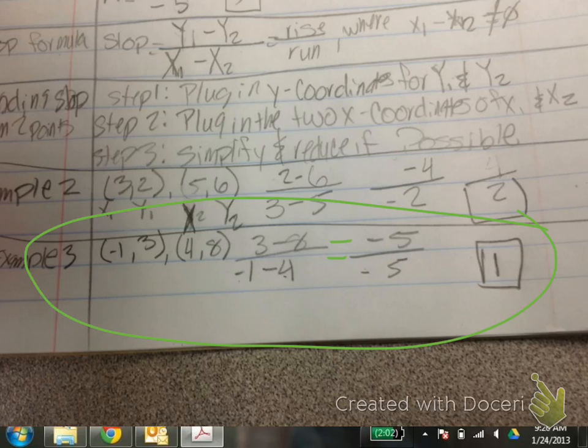3 minus 8 gave her negative 5. And negative 1 minus 4 gave her negative 5. And negative 5 over negative 5 reduces to positive 1. So her slope is 1. How many of you got positive 1 as your slope? Fabulous.